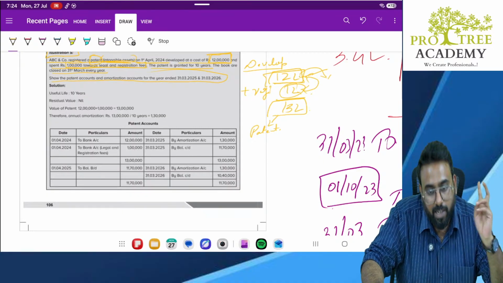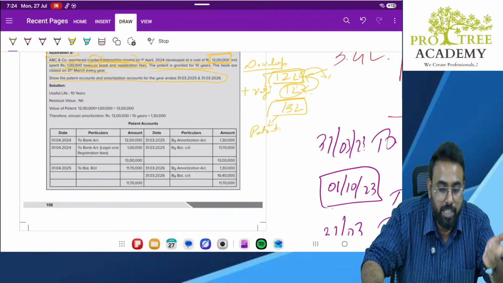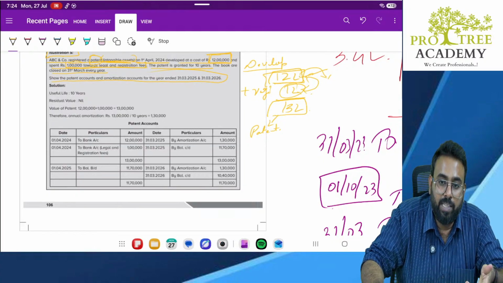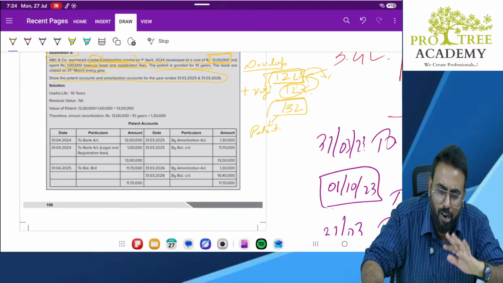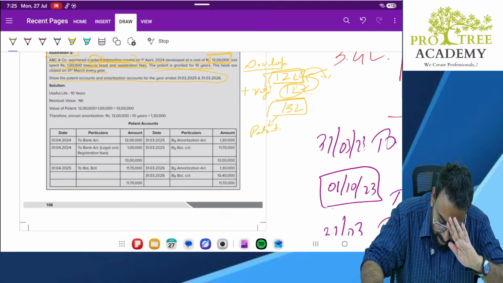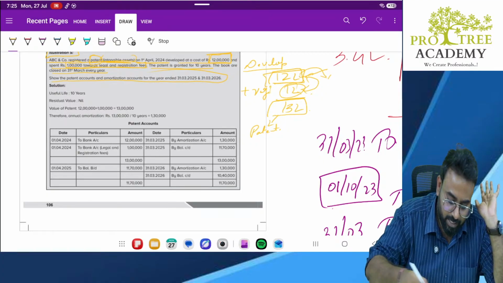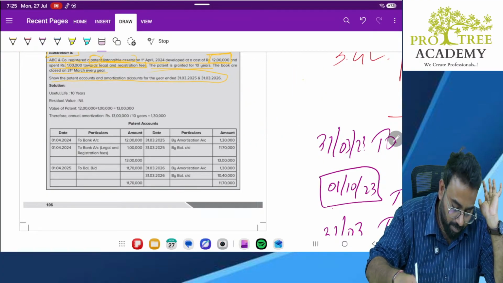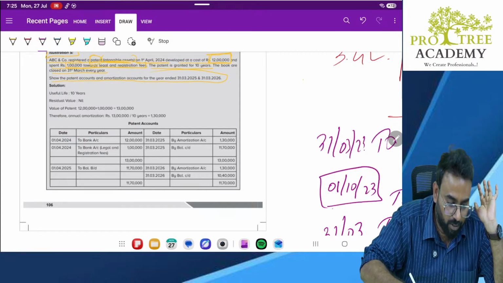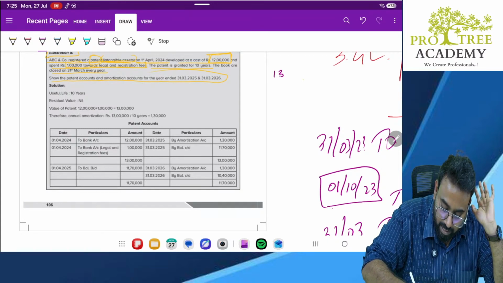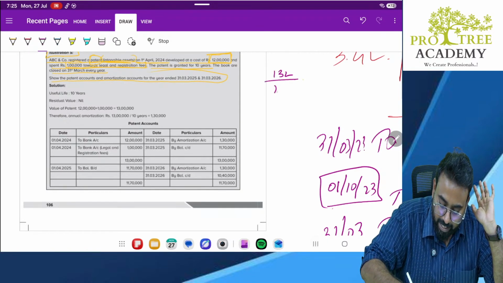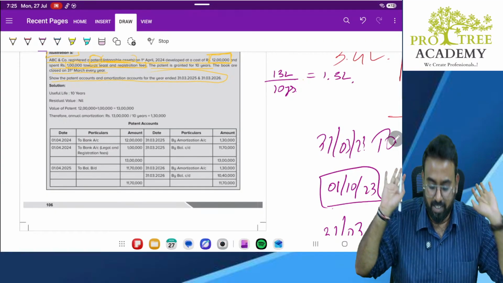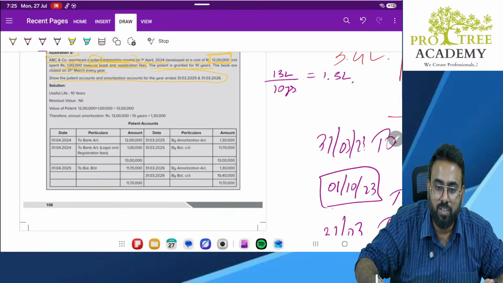In depreciation, there are different methods: annuity method, insurance method, replacement cost method, WDV method, straight line method, sum of digits method, lots of methods. In amortization, nothing doing. Simple method. What is the simple method? Straight line method. Simple rule. What is the cost? 13 lakhs. How many years? 10 years. So each year, how much will you write off? 1.3 lakh. That's it.